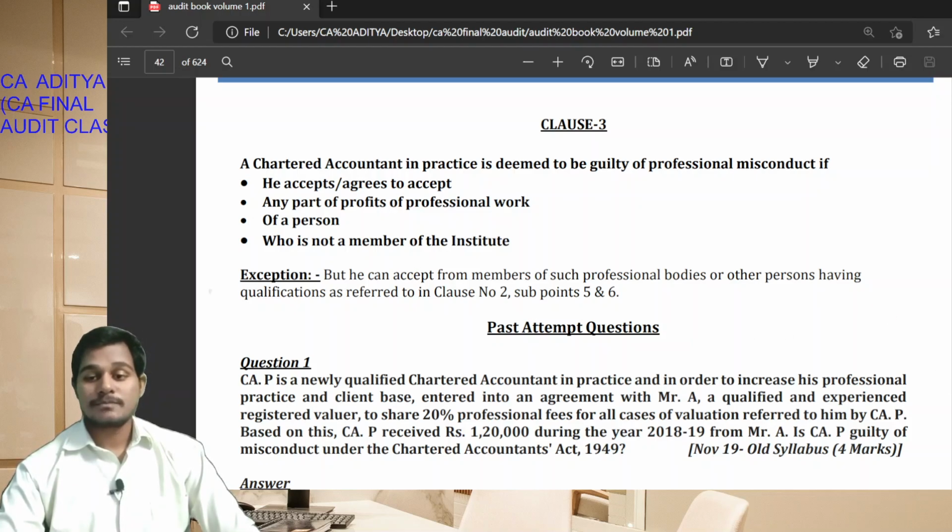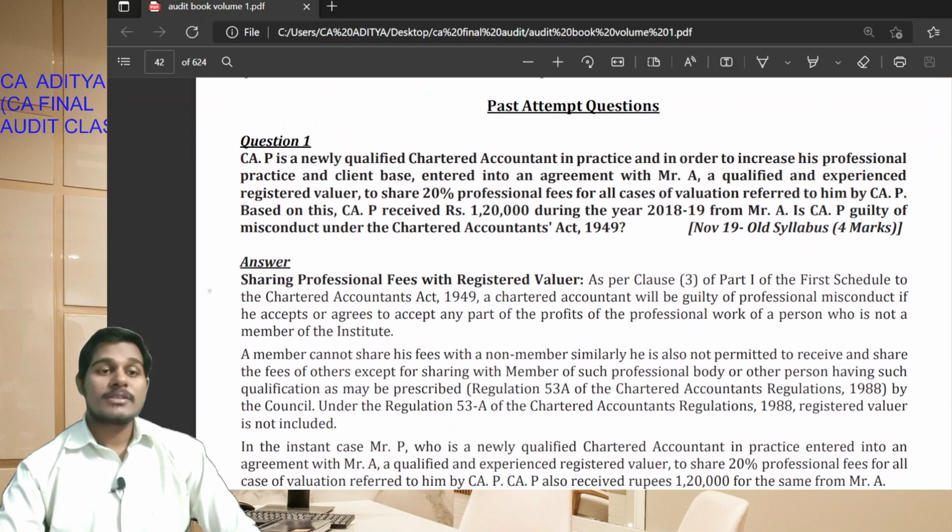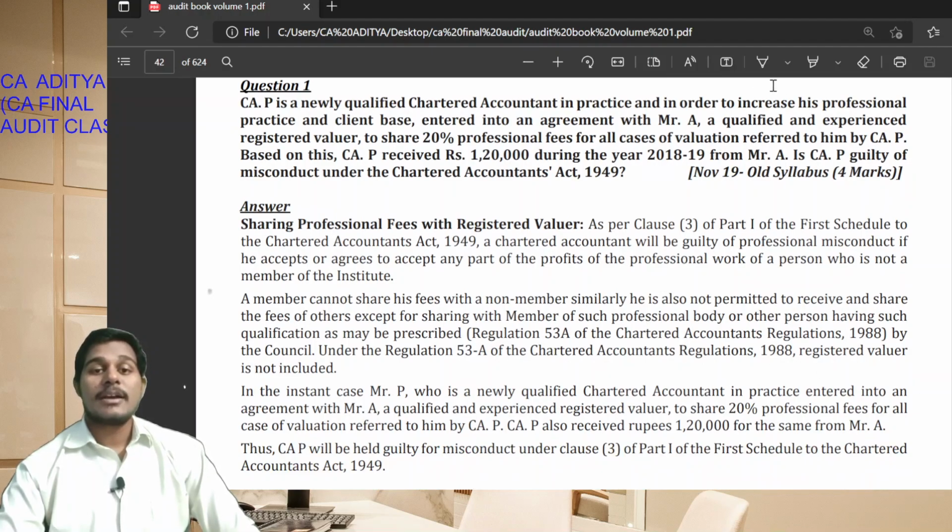Okay students. CAP is a newly qualified chartered accountant in practice, and in order to increase his professional practice and client base, he entered into an agreement with Mr. A, a qualified chartered accountant and an experienced registered valuer, to share 20% of the professional fees for all cases of valuation referred to him by Mr. CAP. Based on this, CAP receives 1,20,000 during the year from Mr. A. Is CAP disqualified, that is, is it misconduct under the Chartered Accountants Act?